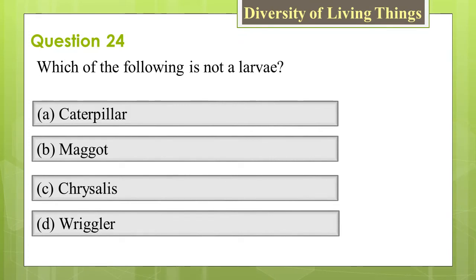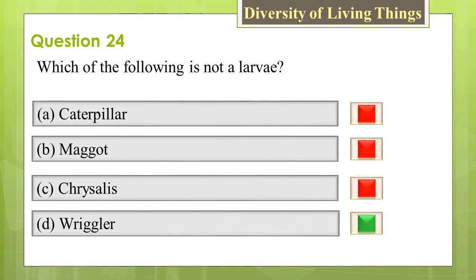Question 24. Which of the following is not a larva? A. Caterpillar. B. Maggot. C. Chrysalis. D. Wriggler. Which one of the following is the correct alternative? The answer is D. Wriggler.